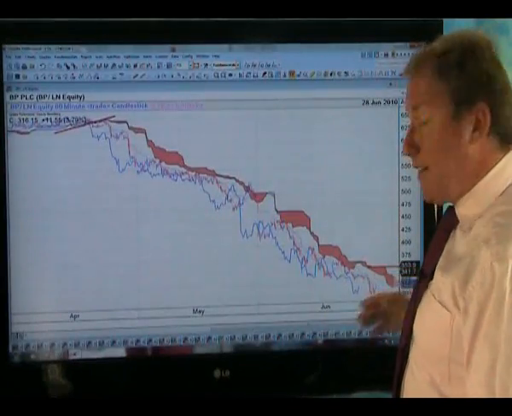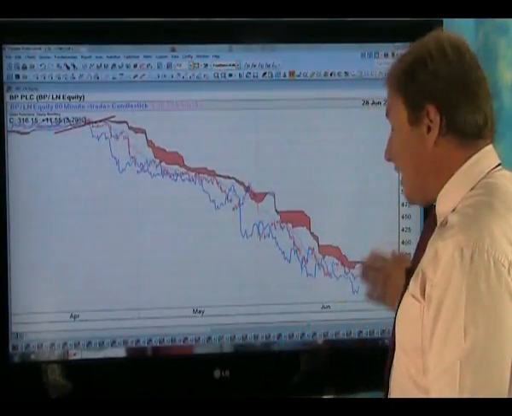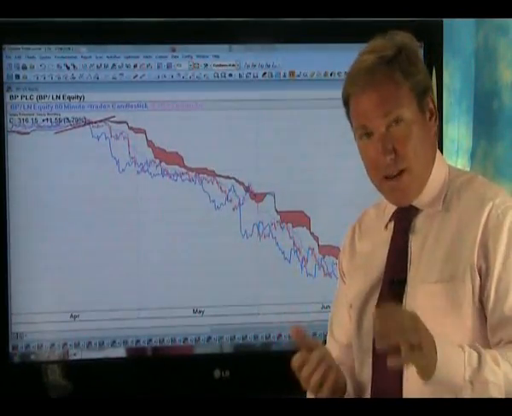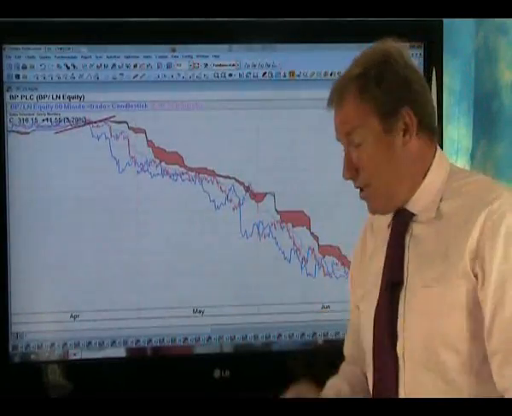And of course this cloud is falling all the time, so there will come a place where BP does turn the corner and cross through this cloud. It may be near that floor at about 280. We may not get to that 280 level, but you should know it when you see it.